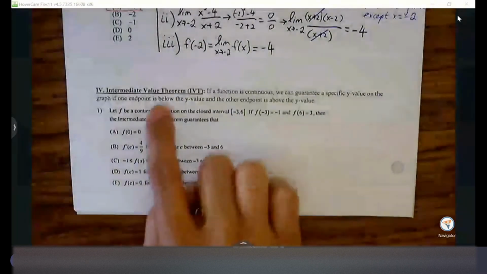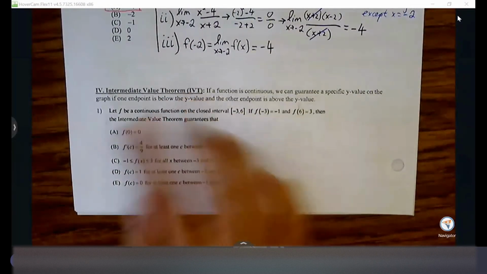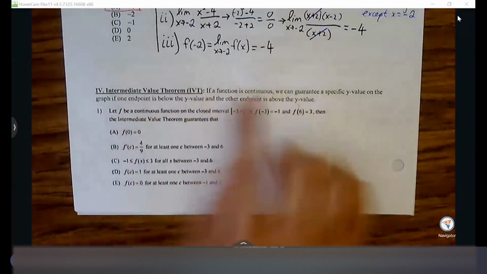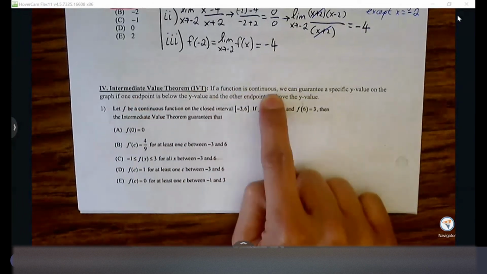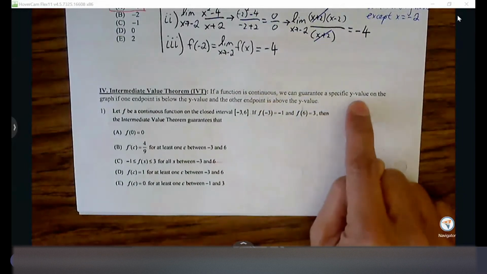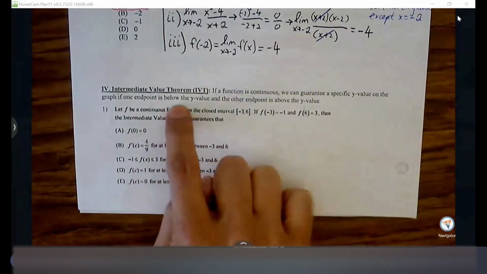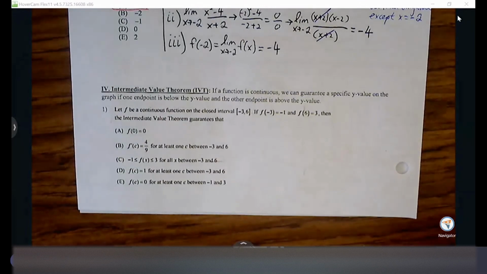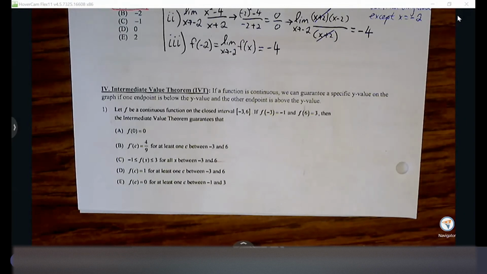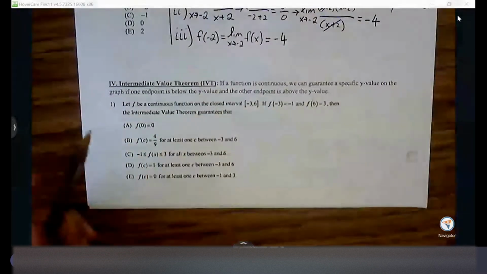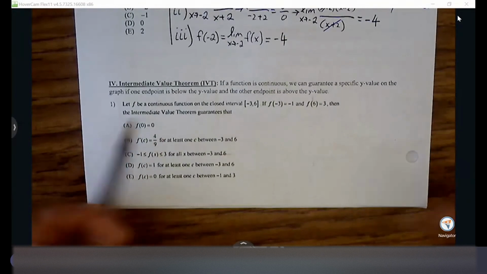I want to go through this final topic, intermediate value theorem. It sounds complicated, but let me read the definition here. If a function is continuous, we can guarantee a specific y value on the graph if one endpoint is below the y value and the other endpoint is above the y value. So if I'm trying to guarantee a specific y value, I just need one endpoint to be below it and the other point to be above it, because I know the graph has to connect through that point somewhere if it's continuous. Okay, so there's no calculus here, which is logically visualizing what must be true.